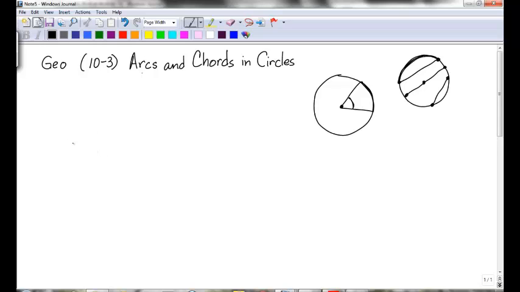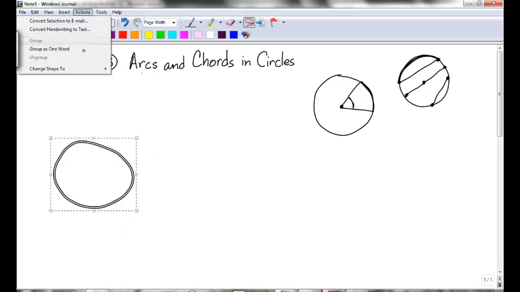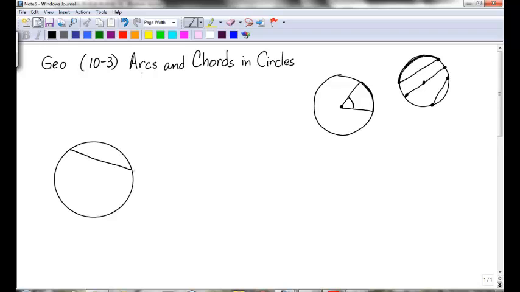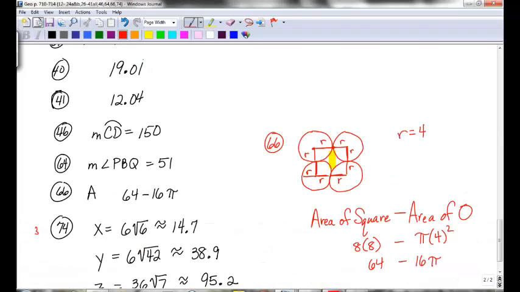Okay, draw a circle. Change the shape to a circle. Whoops, didn't do very good. There. Draw a circle as best you can. Draw a chord that cuts the circle. Label this point A. Label this point B. Draw another. Try to make them the same length. Label this point C and this point D.